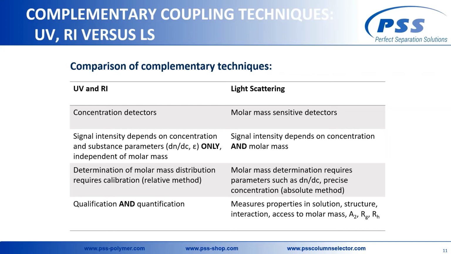For the determination of the molar mass, substance parameters such as the refractive index increment and a precise concentration are required. Light scattering gives access to the analyte's properties in solution, the structure, interaction behavior, and provides the molar mass, the second virial coefficient, radius of gyration, and the hydrodynamic radius.